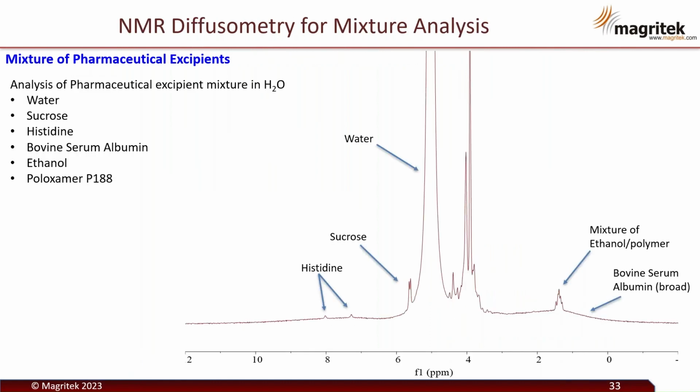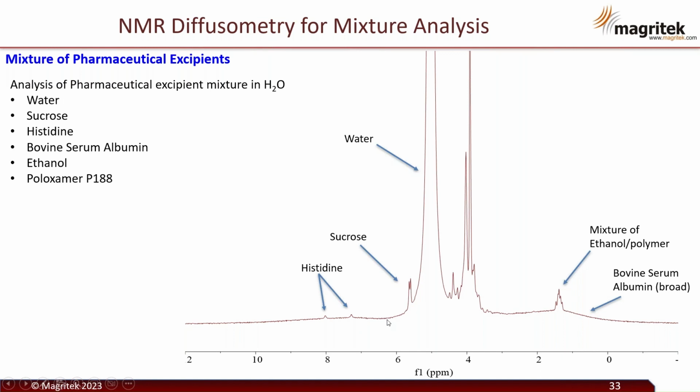So what we can do next is see how NMR diffusometry can be used to determine mixture analysis and to study very complex mixtures. What I show here is a mixture of pharmaceutical excipients, in which in this particular mixture we have protonated water, which corresponds to that large protonated water signal we see here within the 1D spectrum. We also have a mixture of sucrose and histidine. These traditional signals are also seen within the 1D NMR spectrum.